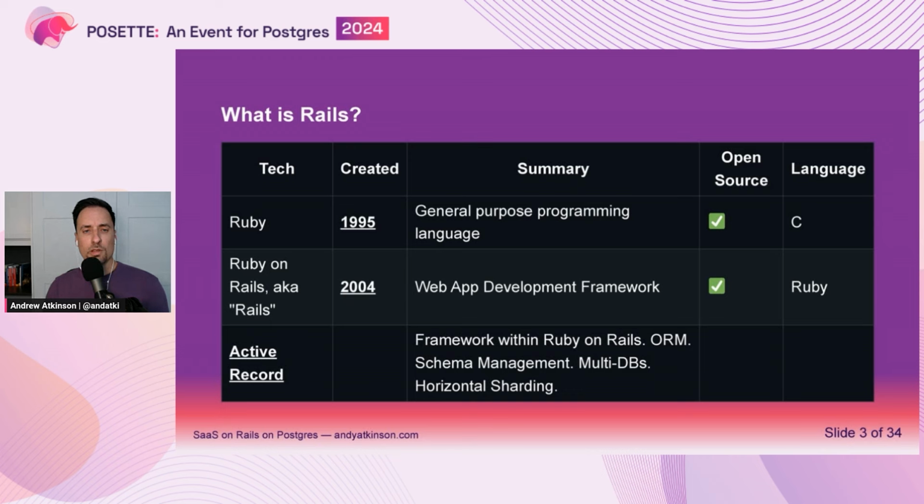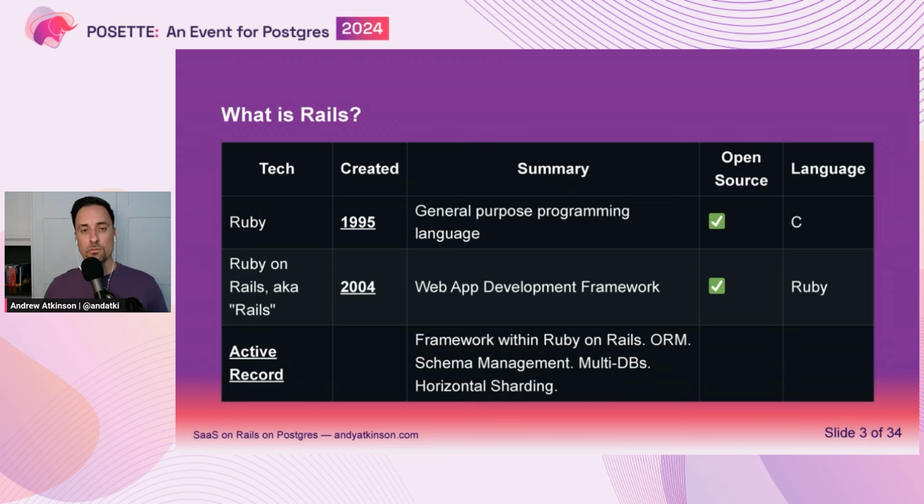So for those unfamiliar with Ruby on Rails, let's just provide a little background on that. So first we have the Ruby programming language, which was created back in 1995. It's open source, it's a general purpose language, and it's implemented in C like Postgres. And then the Ruby on Rails framework came around back in 2004, almost 20 years ago. And it's a web app development framework.